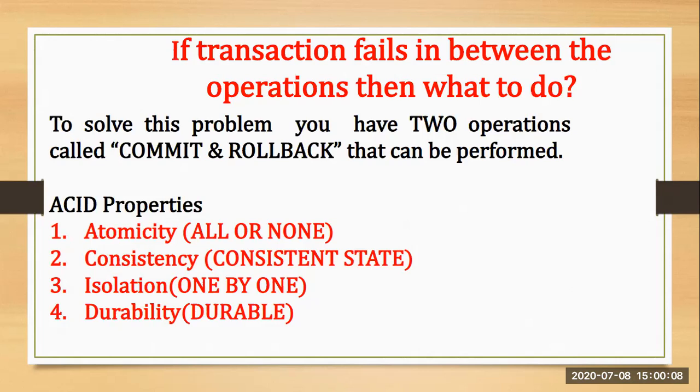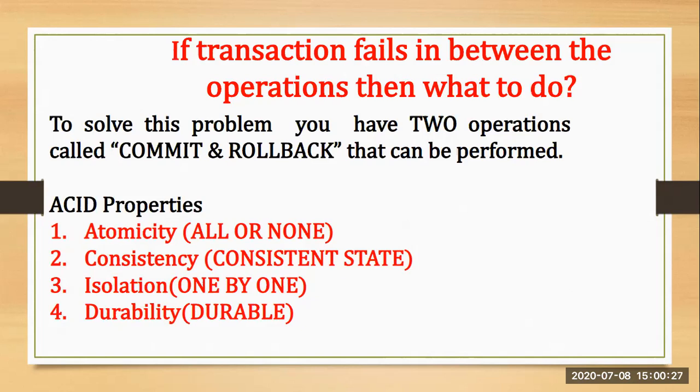So these are the two methods which can be used in case your transaction fails in between, and both of them ensure that your data is in a consistent state. Your database will be consistent only if you commit all your successful transactions, or in case your transactions have failed, then you can go for a rollback operation.